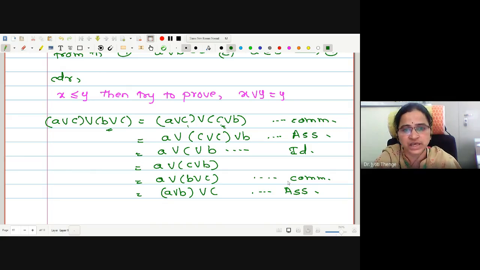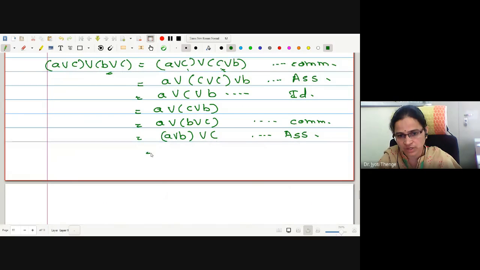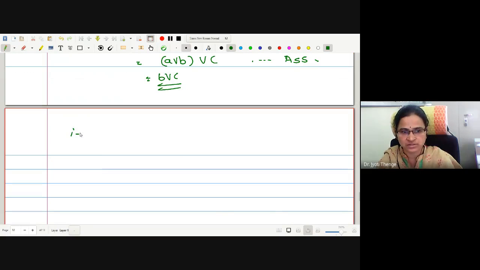But what is A join B? A join B is B according to our statement. Therefore, this is B join C. Hence the proof, we have proved X join Y is Y. Therefore, X precedes Y. Hence, A join C precedes B join C. Okay.